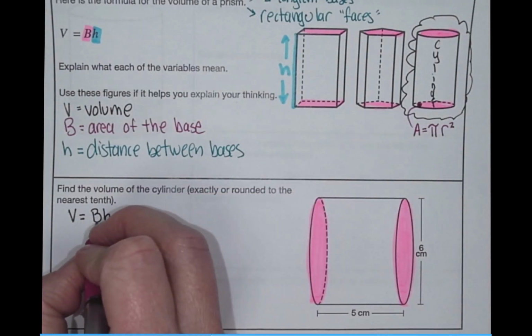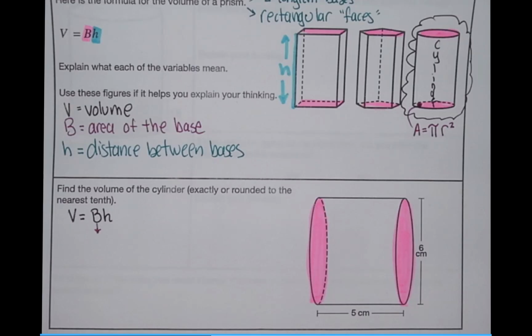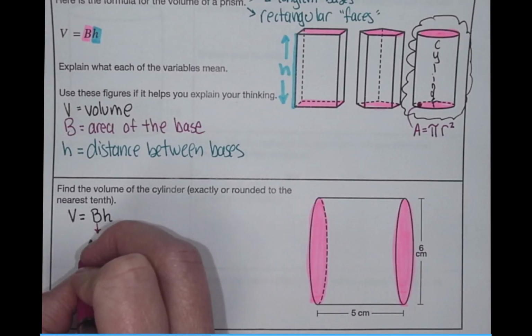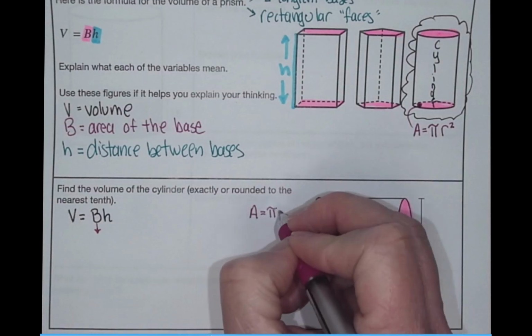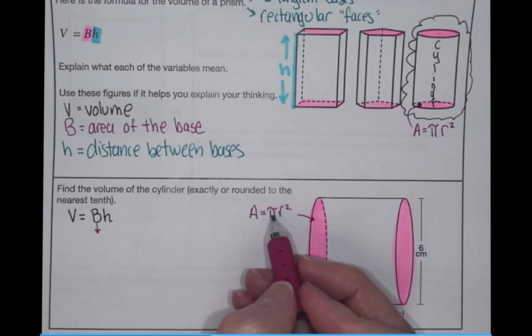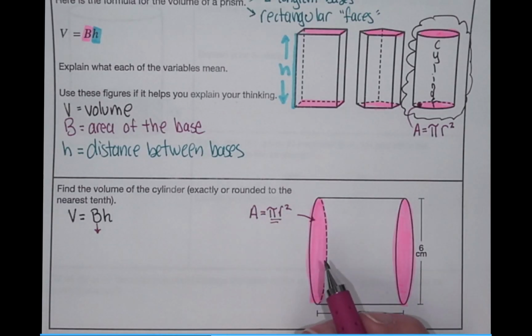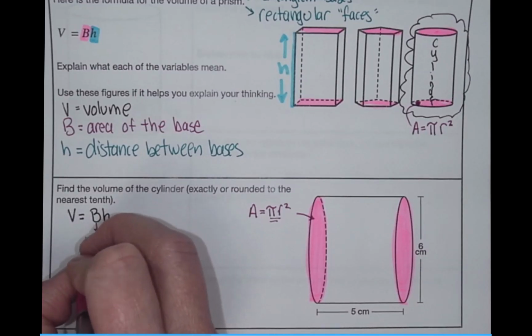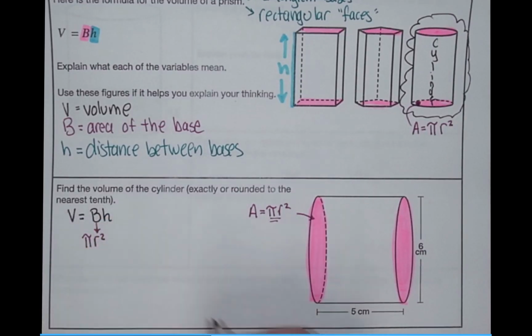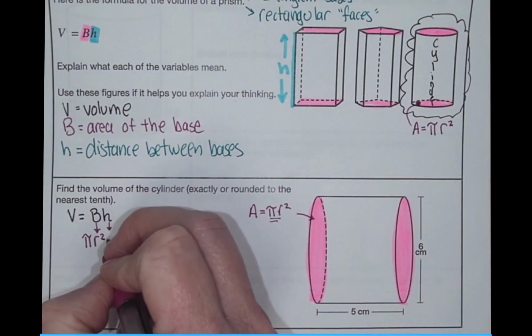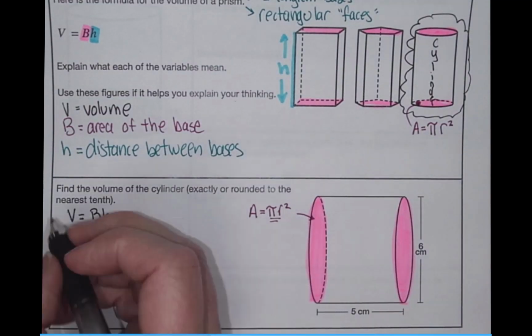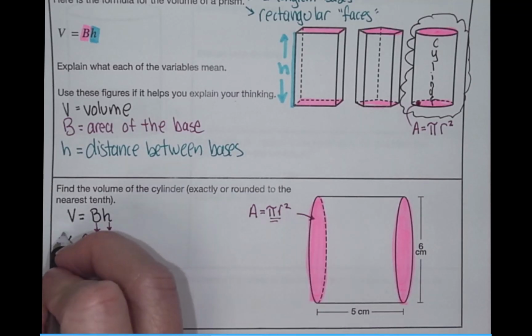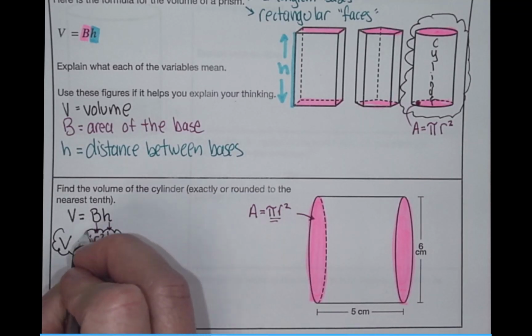And again, since in a cylinder the base is always going to be a circle, and I know that the area of a circle is equal to pi times the radius squared, this is what's going to become part of our formula. The area of the base is pi times the radius squared. And I'm still going to have to multiply by the height, so I'll throw that on at the end. But this part is the base. So that's our volume formula for a cylinder.